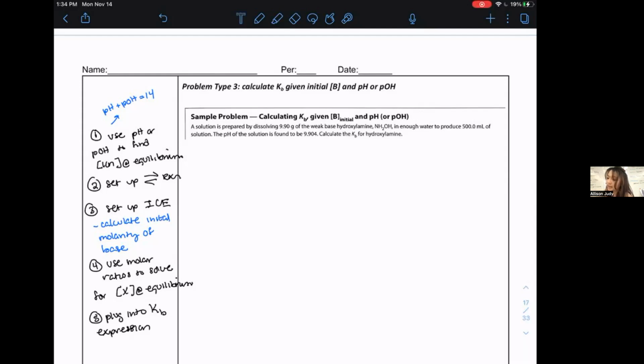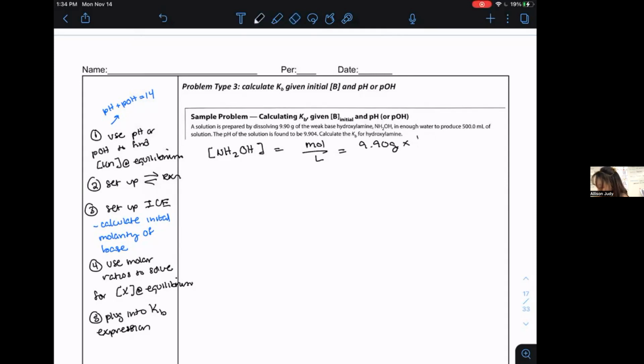Calculate the KB. First and foremost, you're just given an initial molarity through a very roundabout way. You're told the grams. So in order to find the molarity of your original hydroxylamine, writing the formula will be quicker, NH2OH, it's going to equal moles over liters. So that's going to equal your grams, 9.90 grams, times your molar mass. What's the molar mass of hydroxylamine? It is approximately 33 grams per mole.